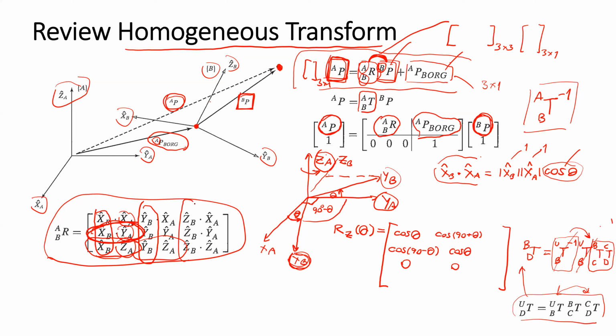How about the Z of the B? ZB XA 90 degrees. ZB YA 90 degrees. And ZB and ZA have 0 degrees. Cosine 0 is equal to 1. So this is how we compose the rotational matrix.